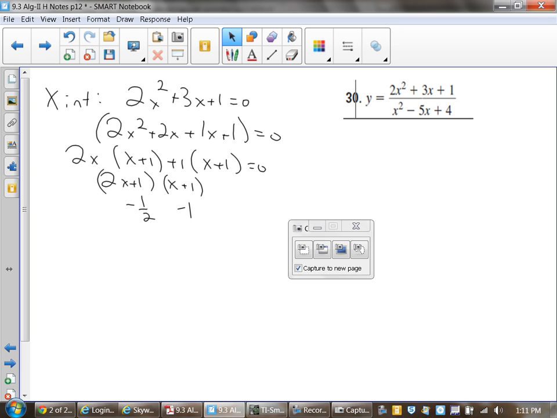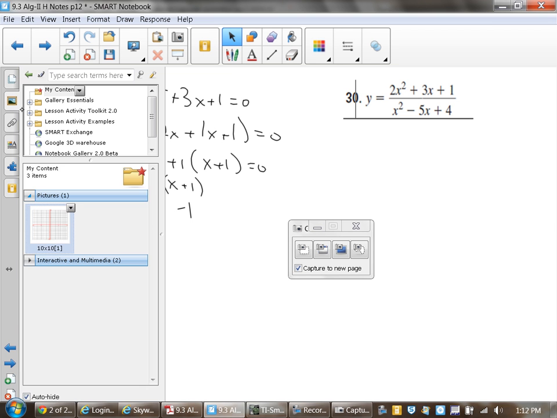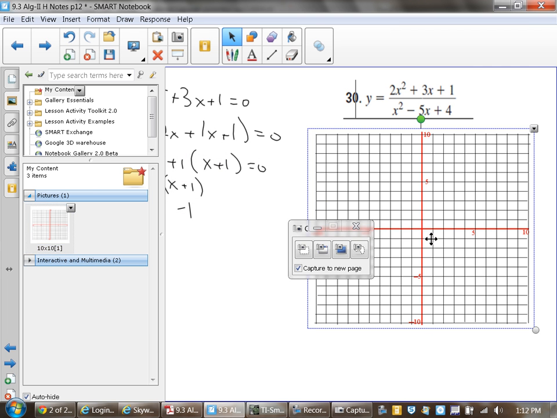So your intercepts are at -1 and -1. So that's how you get your zeros on that. Now you know that your intercepts are located at -1/2 and -1.